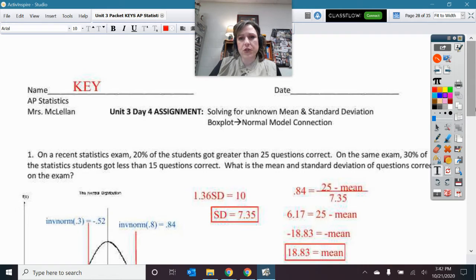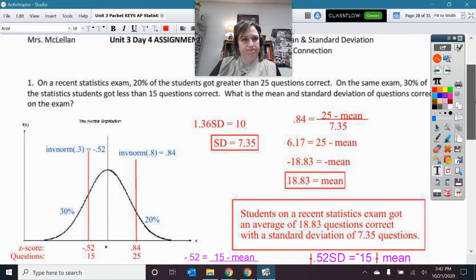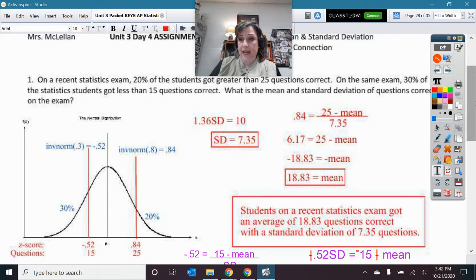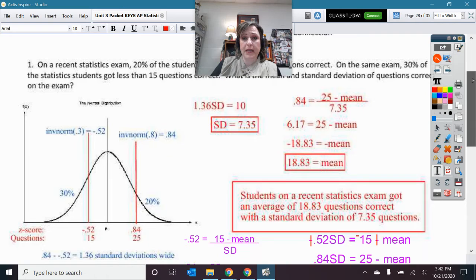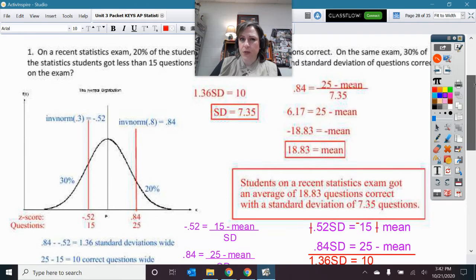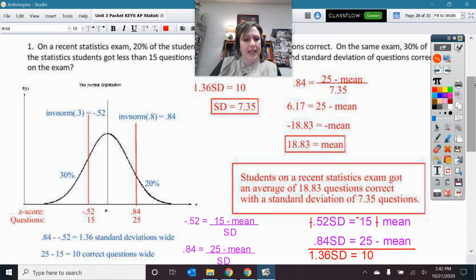All right, let's go over our last new concept in our normal model unit. So here we first had two unknowns, an unknown mean and an unknown standard deviation. There were two ways you could do that. In class and in the notes, I just showed it using this picture where we had this location with 30% below it. And so that was a negative 0.52 z-score, and then the 20% above it was the 0.84 z-score.